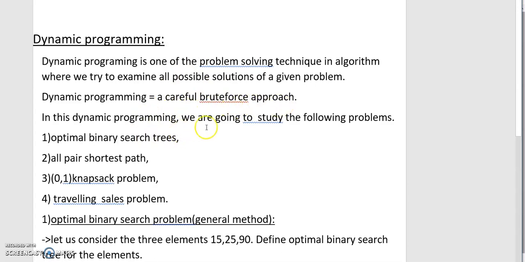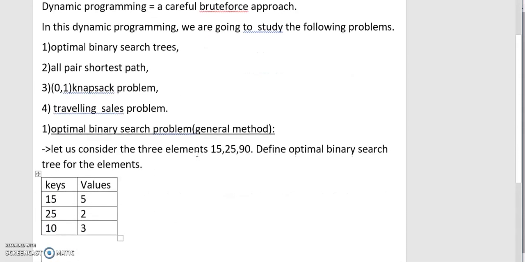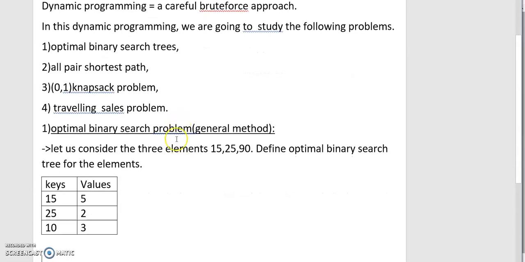In dynamic programming, we are going to study the following problems: optimal binary search tree, all pairs shortest path, 0-1 knapsack problem, and traveling salesman problem. These are all we are going to learn by using dynamic programming. First one is the optimal binary search tree problem. First of all, we'll see the general method, then we will go for a problem.